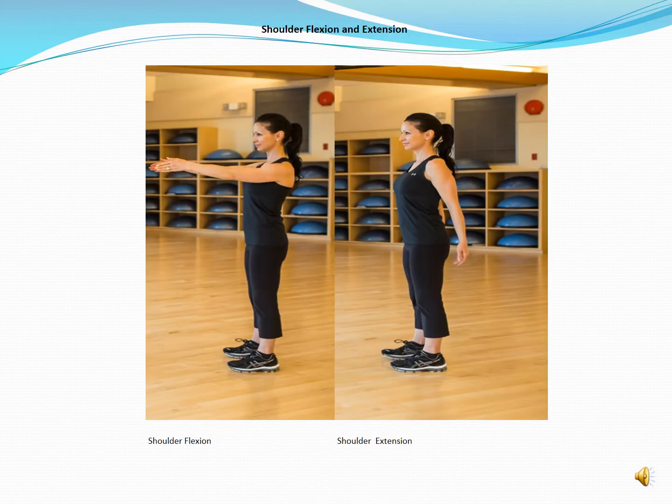So here we have shoulder flexion. So she's bringing her arms up like a zombie. She's flexing her shoulders. Notice that goes in the same direction as her elbow flexion went. And then on the second picture, she is straightening the arm or turning the hands back to her sides, and that is shoulder extension.